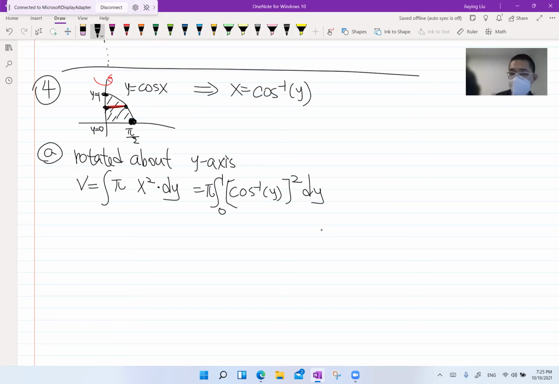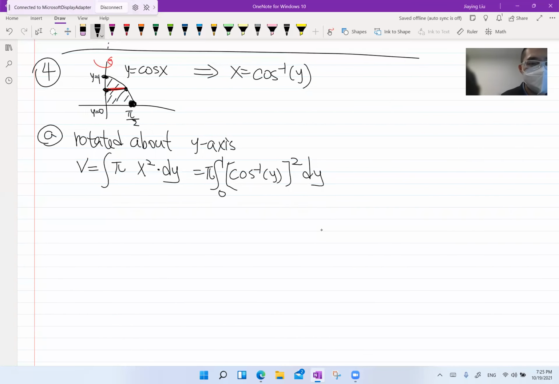But if you actually want to figure out the volume, it's very difficult to integrate an inverse cosine function. My point is that this approach will give you a formula for the volume, but it's not easy to integrate. So this is using disk. It's not nice. What we're going to do is try to use the shell method.